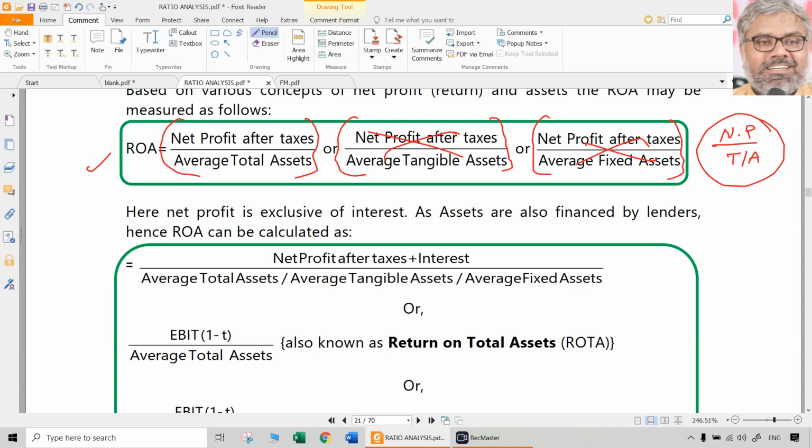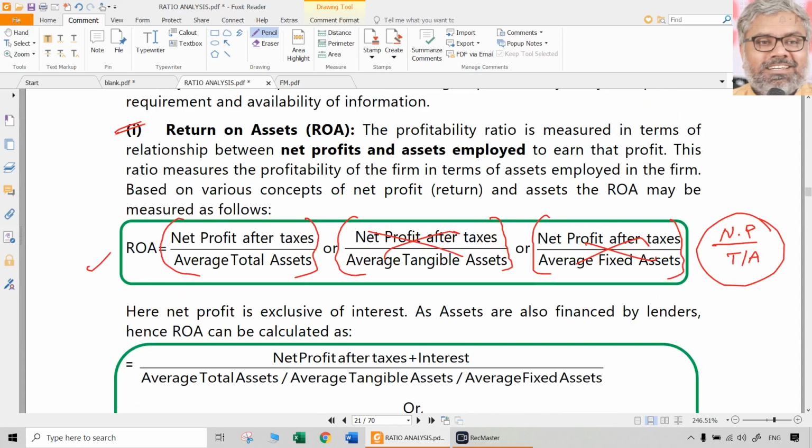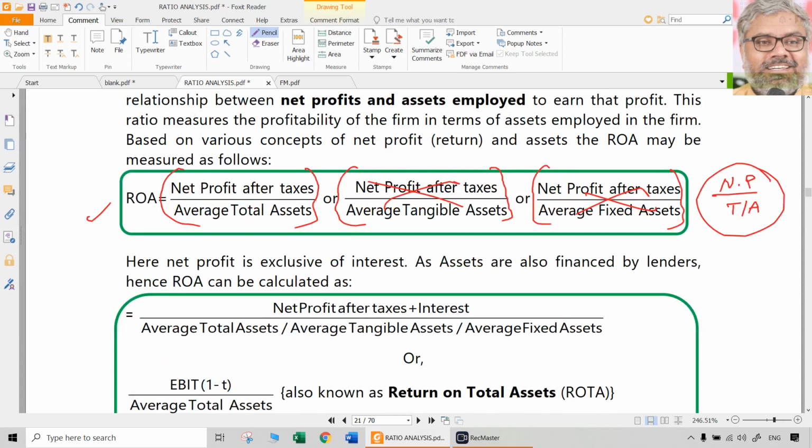We have to read the question carefully, understand the literature of the question, and use the formula as required in that question. But under normal circumstances, return on assets is simple. Net profit means profit after taxes divided by total assets. That gives the best way of telling us, on the total assets employed, finally what is the outcome of the business? Net profit. You employed this much of total assets in the denominator.